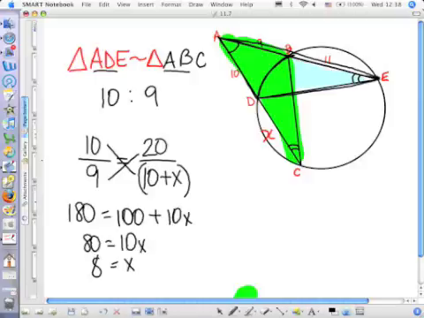Wouldn't it have been a lot easier to use our thing from the circle chapter? Yeah. Outside times whole thing equals outside times whole thing. That would have been a lot easier. But now we know how to use the ratio. Okay? I like the range.